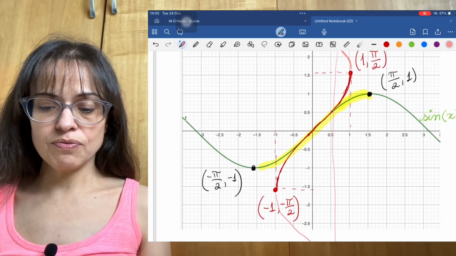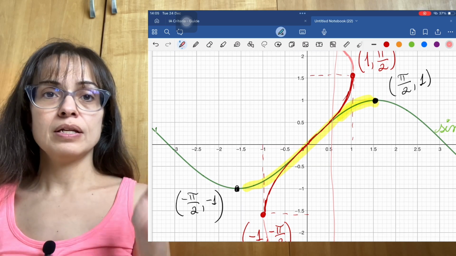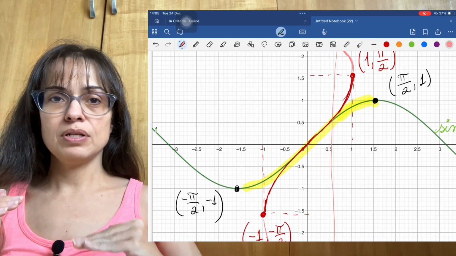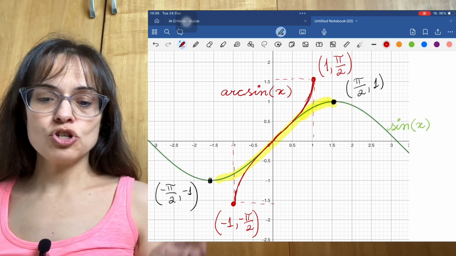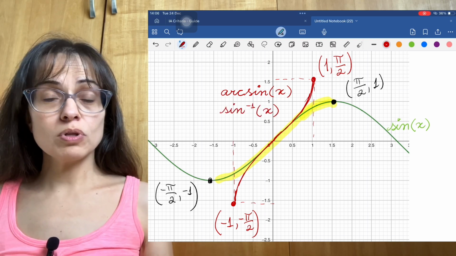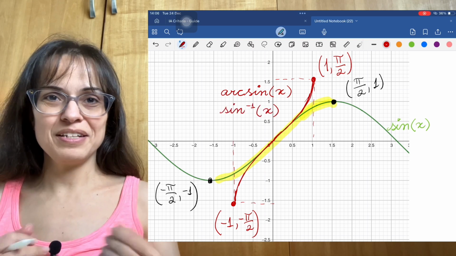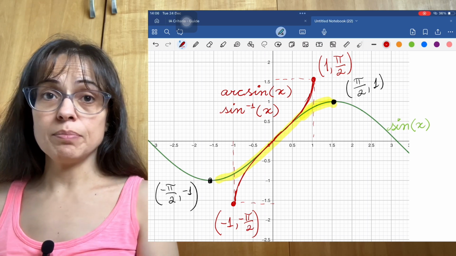So instead, we focus only on this red part here between -1 and 1 and between negative pi over 2 and pi over 2. That is the convention for what we call the function arcsine of x. People also like to use this notation of sine inverse of x. Personally, I have a slight preference for using the name arcsine.